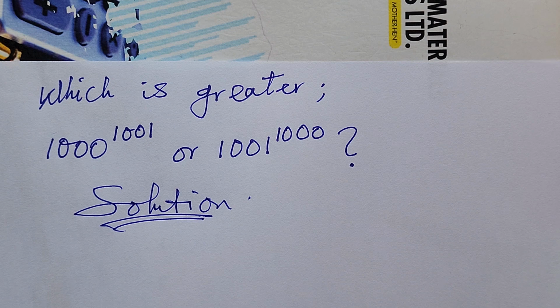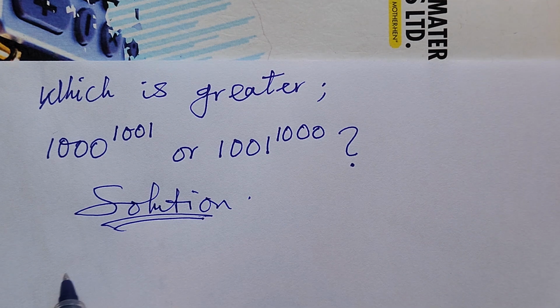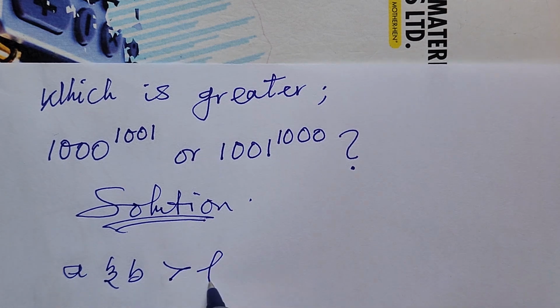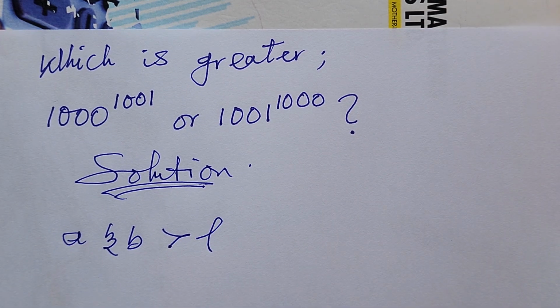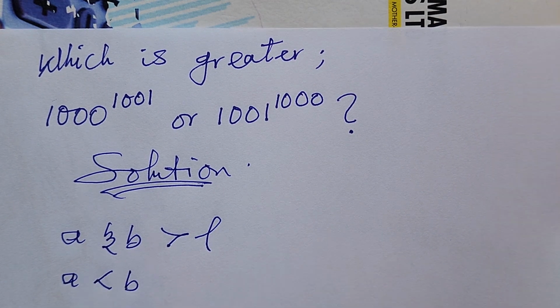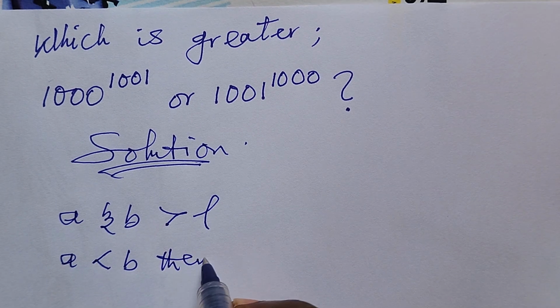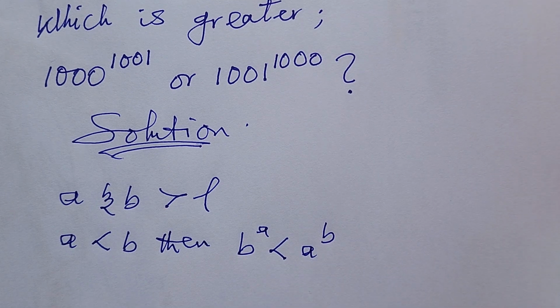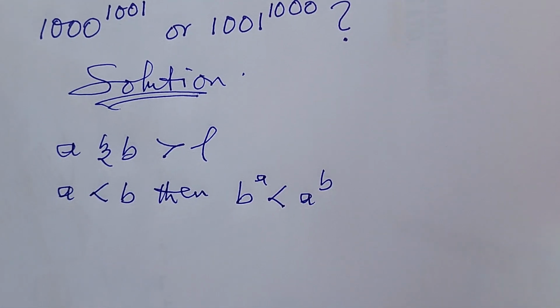Okay, now we're going to take some theory. One of the things we have to take into consideration here is that if A and B are two numbers greater than e, and A is less than B, then we can conclude that B to the power of A is less than A to the power of B. We are going to prove this in a while.